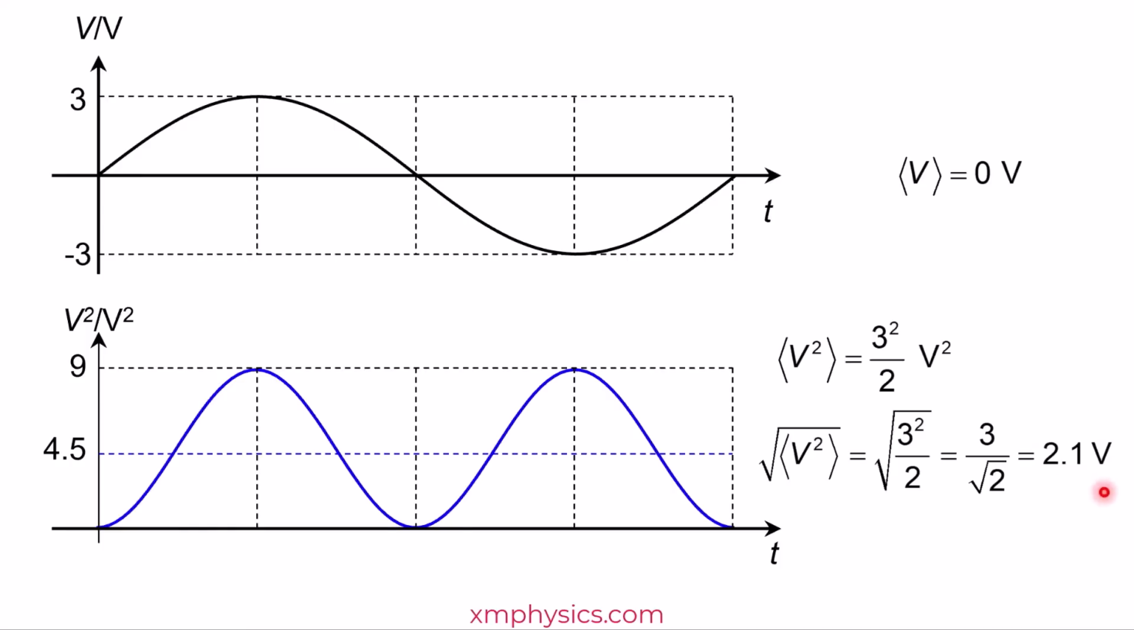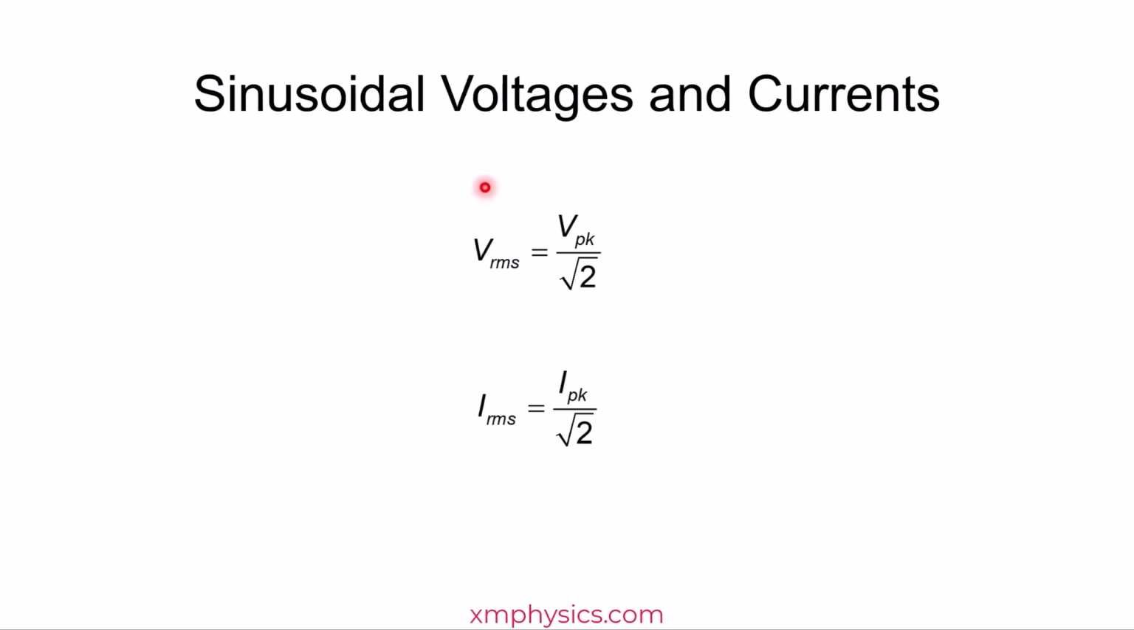How do we arrive at 2.1 volts? It's actually the peak voltage divided by root 2. So in general, for a sinusoidal voltage, the root mean square voltage can be calculated simply by dividing the peak voltage by root 2. So we are very lucky that our mains supply is providing us with sinusoidal voltages and currents, because for sinusoidal waveforms, the root mean square value is very straightforward. Just take the peak value divided by root 2.